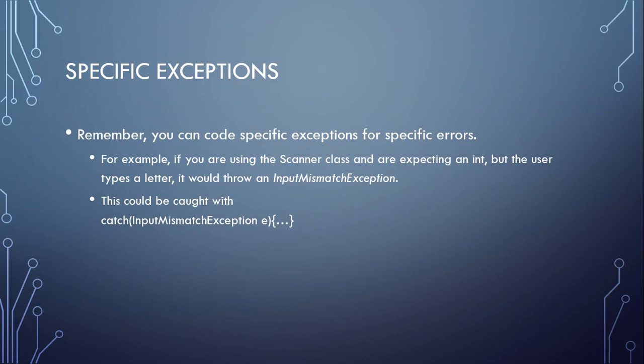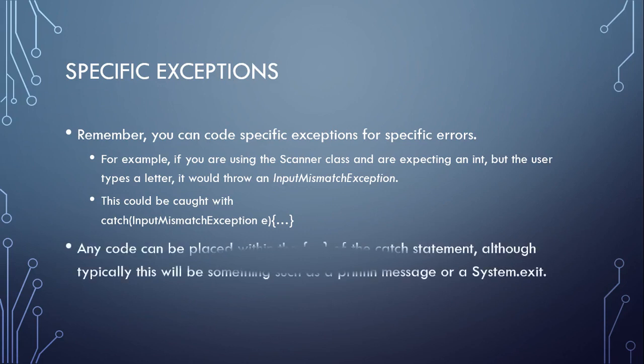for specific errors. So for example, if you're using the scanner class and are expecting an int, but the user types a letter, it would throw an input mismatch exception. Now, obviously, we can catch this with catch input mismatch exception E, and then whatever code we want to handle it. Any code can be placed inside of those curly brackets with the dot, dot, dot, those ellipses, place the ellipsis with your code in your catch statement.